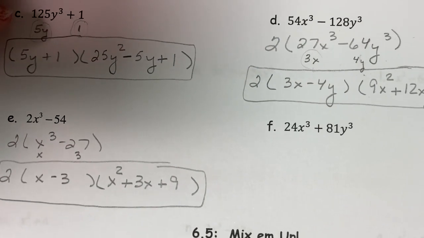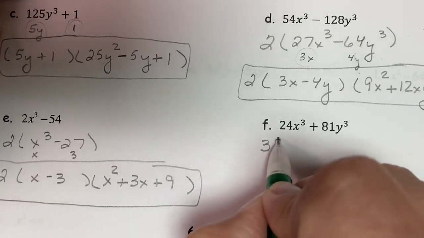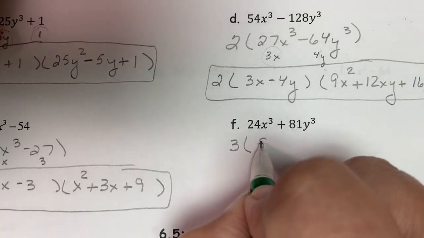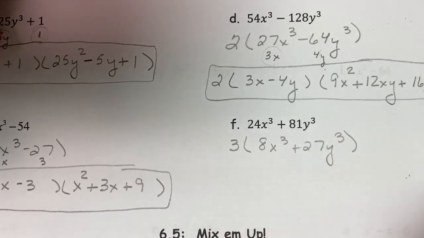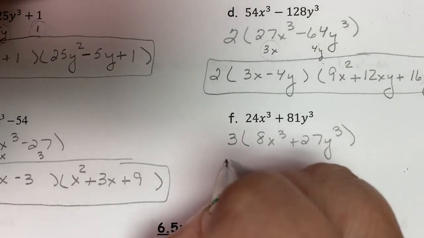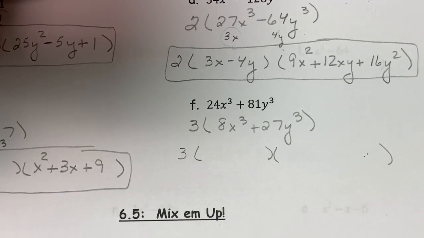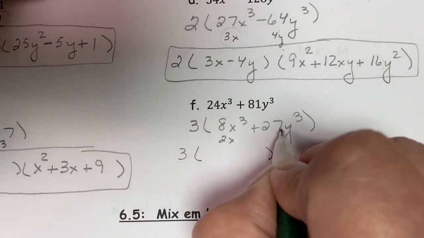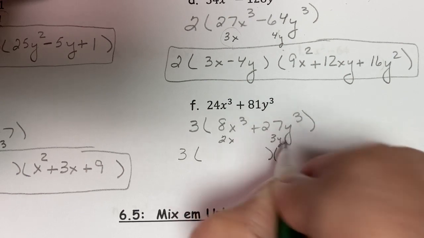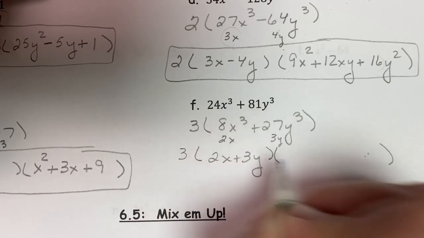And finally, as it stands, it's not a sum of cubes, but is there a GCF? Yes, there is. I can factor out a 3. Which will leave me with 8x cubed plus 27y cubed. And now I have a sum of 2 cubes. So it's going to be 3 times a binomial and a trinomial. So the cube root of 8x cubed is 2x, and the cube root of 27y cubed is 3y. So it's 2x plus 3y.